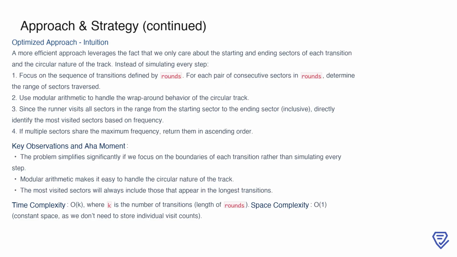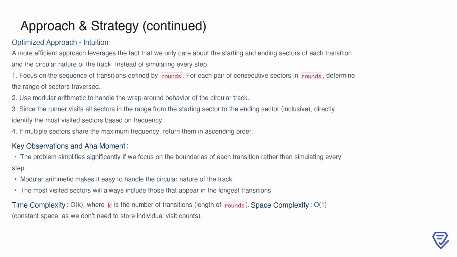For each pair of consecutive sectors in the rounds array, we simply compute the range of sectors that are visited. Since all sectors in the range are guaranteed to be visited, we can directly focus on identifying the most visited sectors. This approach is not only computationally efficient but also simplifies the problem dramatically by reducing it to an analysis of boundaries rather than individual steps.